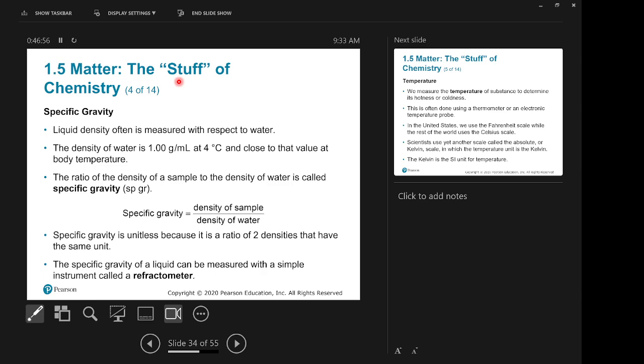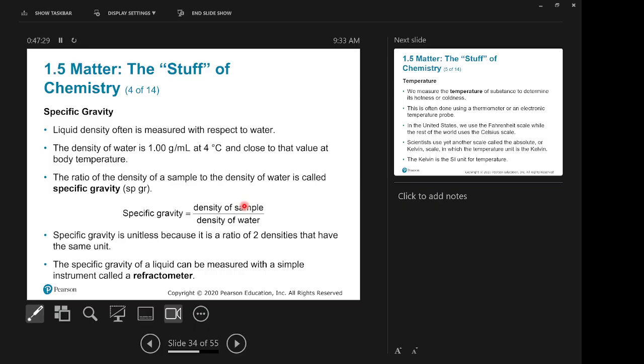The density of water is 1.00 grams per milliliter at 4 degrees Celsius. That is very close to that value at body temperature. It doesn't actually change that much from heating and warming, but it does change a bit. And so the ratio of the density of a sample to the density of water is going to be referred to as specific gravity. That is SPGR, and it's just the density of whatever sample you're looking at divided by the density of water.